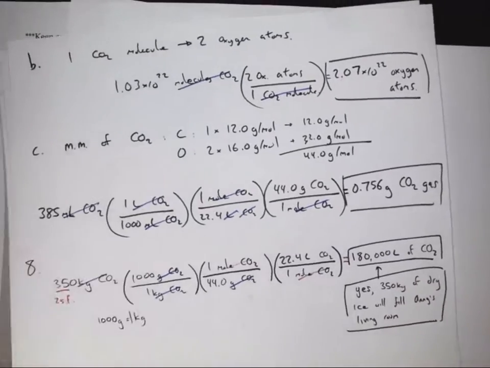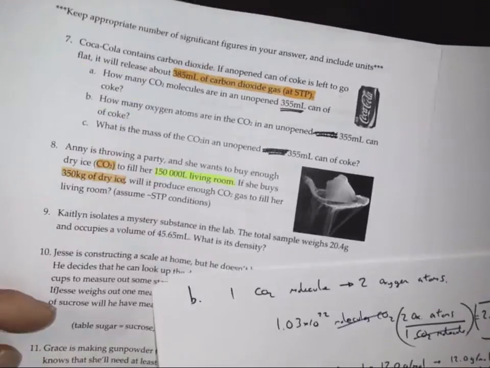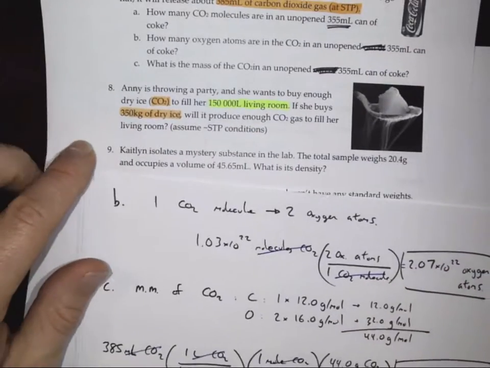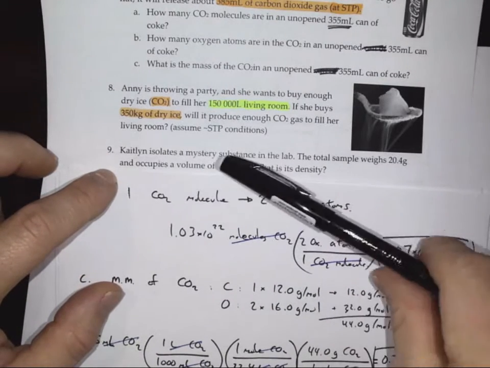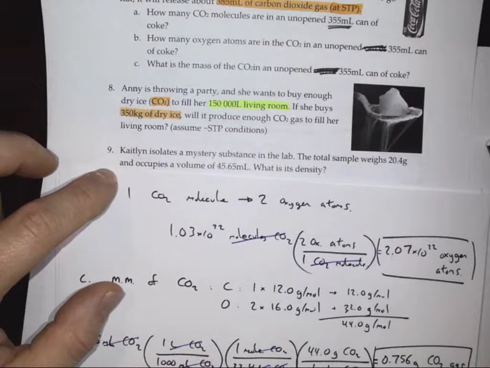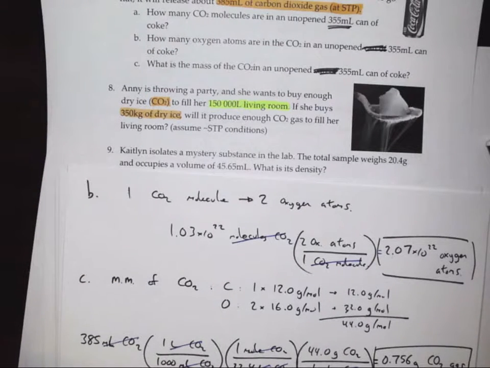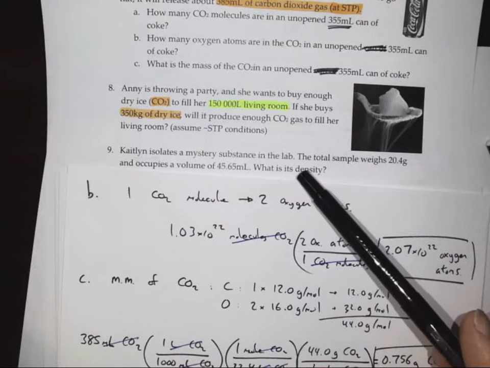Okay, so let's move on to question 9 here. We've got a question: Caitlin isolates some mystery substance in the lab. Now this happens in chemistry sometimes when you're making new materials. You might make something, you have to figure out, well, what properties does it have? Maybe I can compare it to other things.